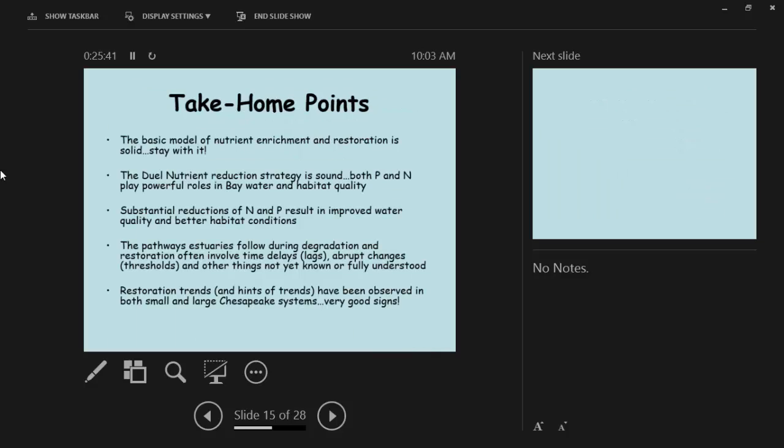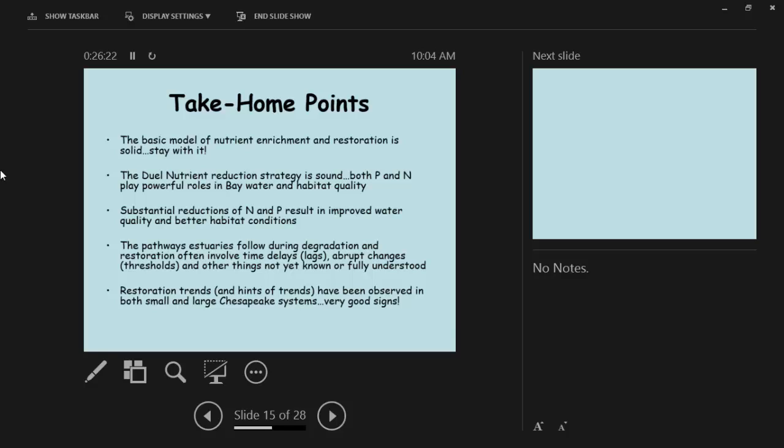So these are the take-home points. I think the basic model of nutrient enrichment, including phosphorus, is solid. I don't think we need to throw that story out and start again. The dual nutrient reduction strategy, I think, is sound. Both N and P play powerful roles in bay water and habitat quality. Other places around the world have done single nutrient strategies, oftentimes just phosphorus removal. And what they find is on the freshwater end, they get water quality improvement. On the marine end, they get degradation. So I think we're wise to stay with this dual strategy.